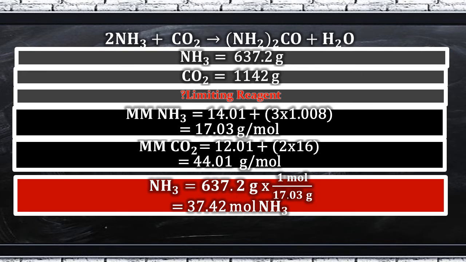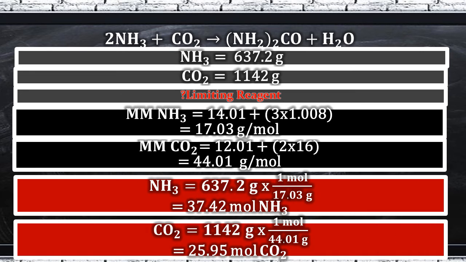For ammonia, the number of moles is equal to 637.2 grams times 1 mole of ammonia divided by 17.03 grams of ammonia. This gives 37.42 moles of ammonia. For carbon dioxide, the number of moles is equal to 1,142 grams times 1 mole of carbon dioxide divided by 44.01 grams of carbon dioxide. This is equal to 25.95 moles of carbon dioxide.